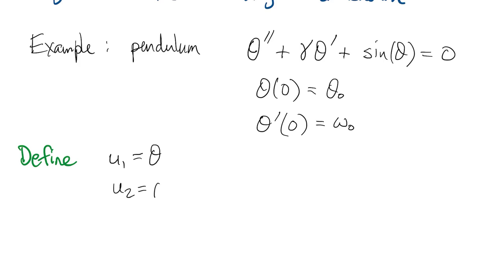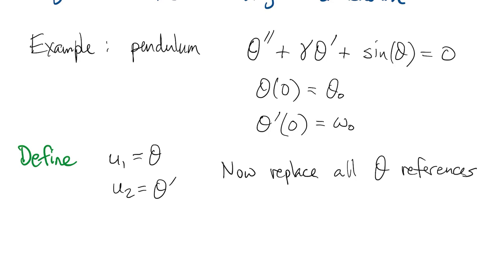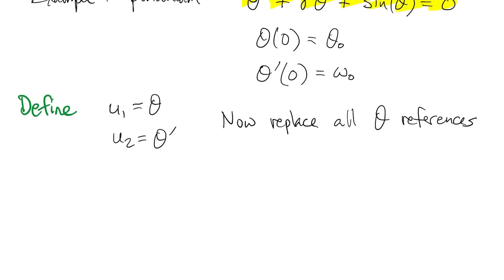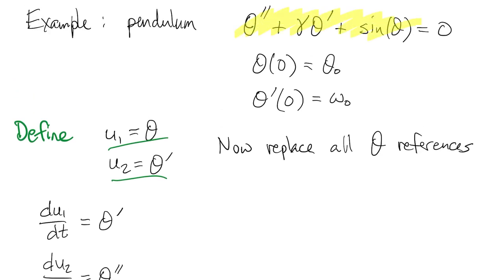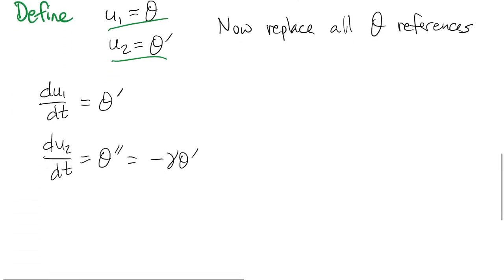Now we define a new vector variable by setting u1 equal to theta and u2 equal to theta prime. We can replace all the references to theta in these equations by references to u as follows. By the definition of u1, we have that du1 dt is theta prime. And by the definition of u2, we have that du2 dt is theta double prime. Looking back at the original ODE, we can isolate theta double prime and use it to rewrite du2 dt in terms of theta and theta prime only.